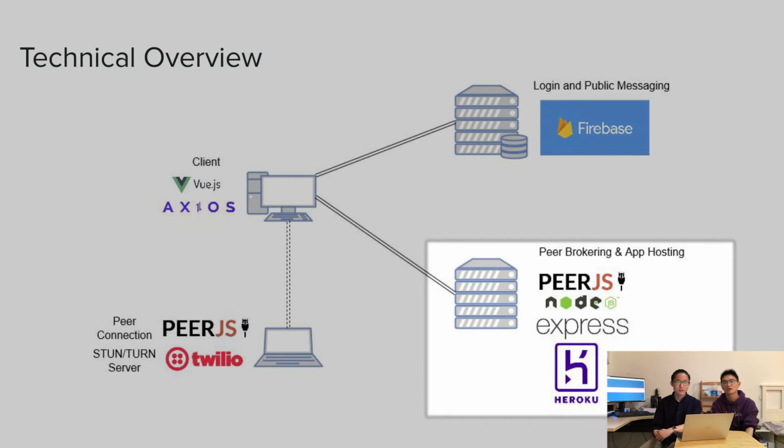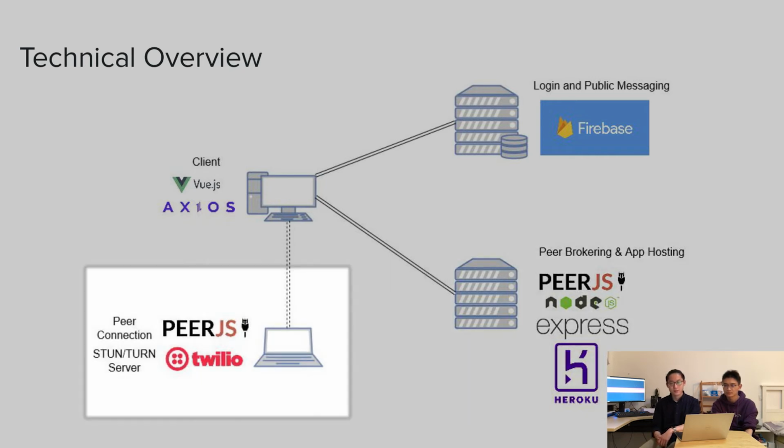Yes, so aside from the Firebase backend, we also have a server that's served on Heroku. It handles peer brokering and also serves the web page itself. For the peer brokering service, we use the peer.js server. The routing is done through Express.js, which is based on Node.js. And for the P2P connections themselves, as I said, they are based on peer.js. The service also uses STUN and TURN service, and in this case, we use the service provided by Twilio.